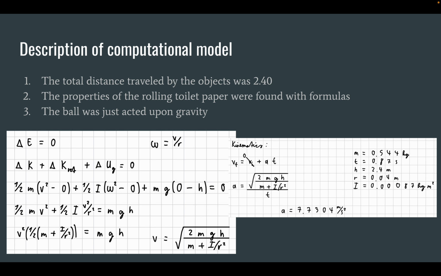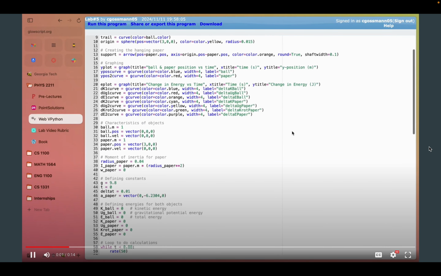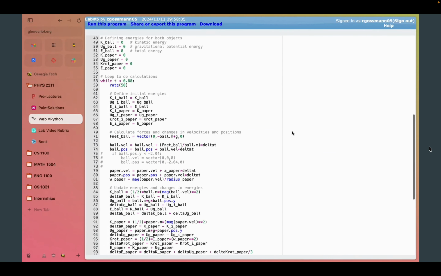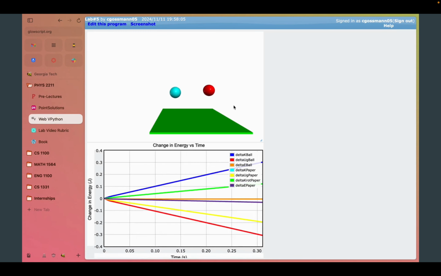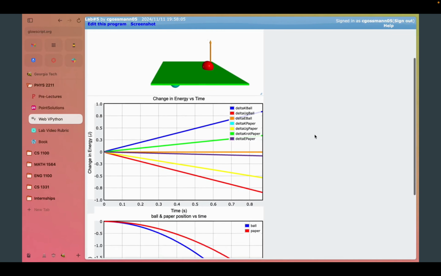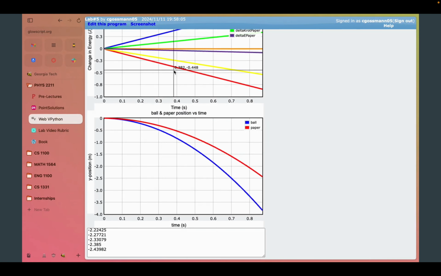So, description of the computational model. The total distance traveled by the objects was 2.40 meters. The properties of the rolling toilet paper were found with formulas. The ball was just acted upon by gravity. Here's how I got the acceleration of the toilet paper and other properties. This is the video of the code that I used to create the computational model and the results, where this is the energy graph and the other is the time versus position graph.